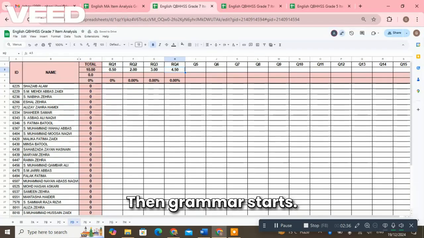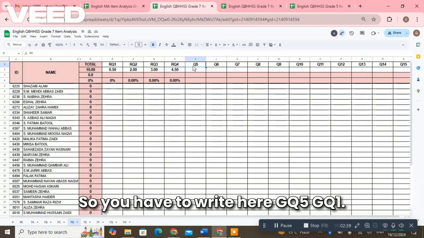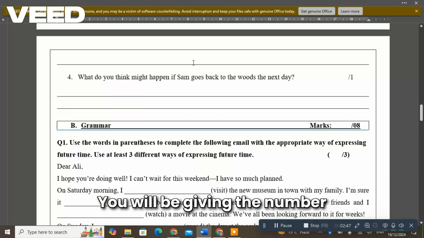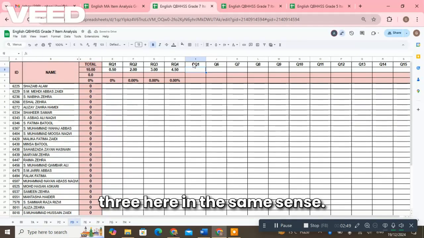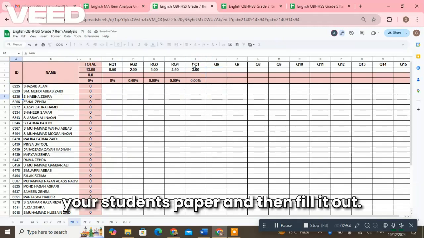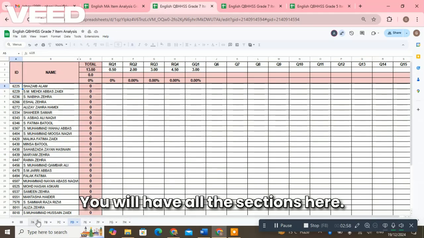Then grammar starts, so you have to write here GQ1, for example, grammar question number 1, and you will be given the marks 3 here. In the same sense, you will fill it out, and then select your student's paper and fill it out. You will have all the sections here.